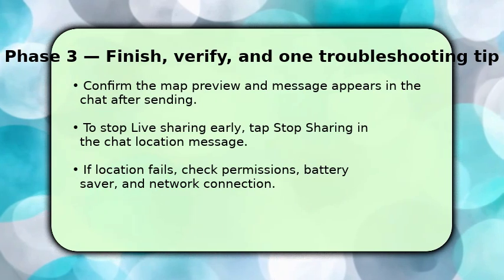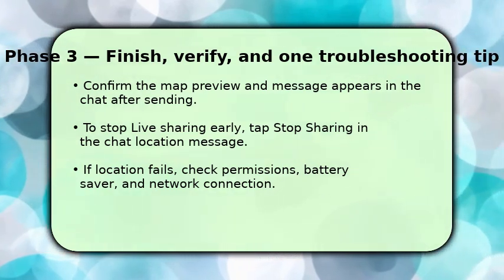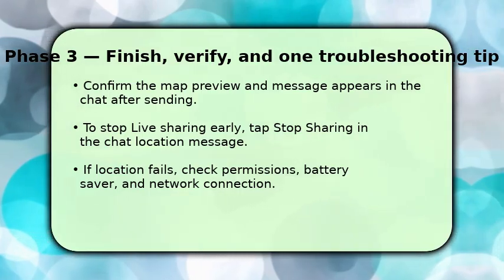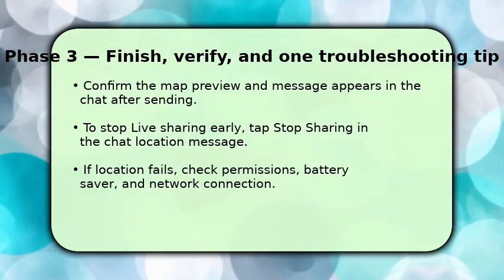After sending, verify the map preview and location message show up in the chat so recipients can tap and navigate. If you shared live location and want to end it before the set time, open the chat and tap Stop Sharing. This revokes updates immediately.